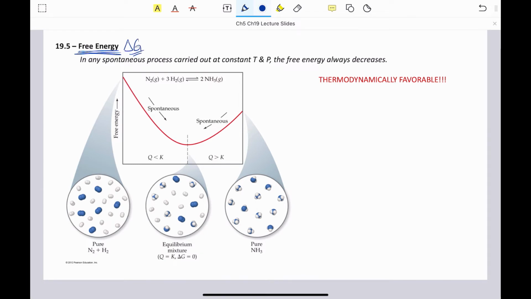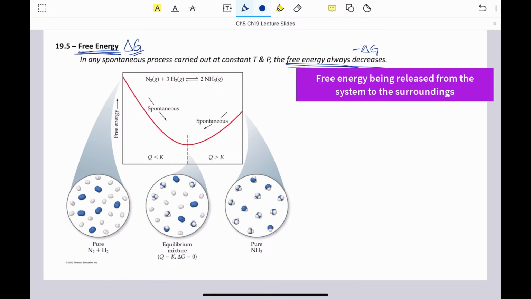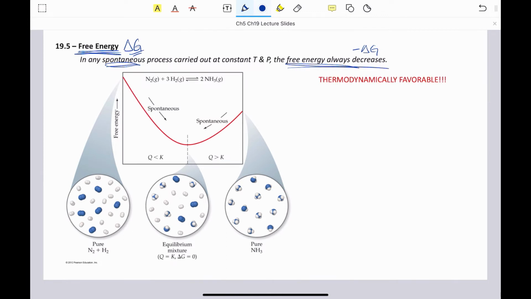19.5, where we introduce the concept of free energy. One of the statements from your book: in any spontaneous process carried out at constant T and P, the free energy always decreases. Which means that if we have a negative delta G, as in free energy decreasing means being released from the system, it's a spontaneous process, and those things go together.